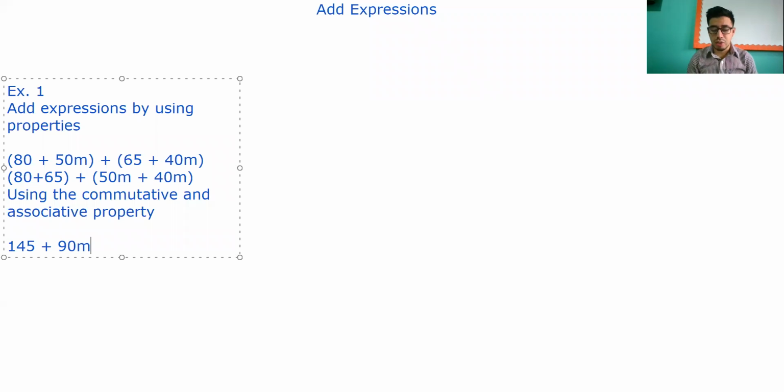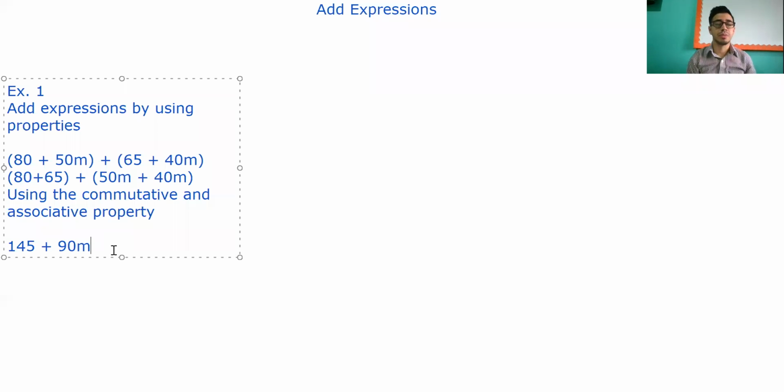So the expression 145 plus 90M can be used to determine the total cost for the health club and the rock climbing gym after M months, okay? Remember that both of them are going to be multiplied by the variable M, that is the number of months, so you can relate it for both activities, the health club and the rock climbing gym.